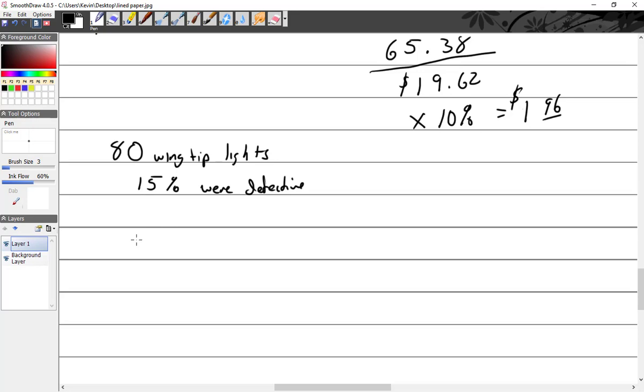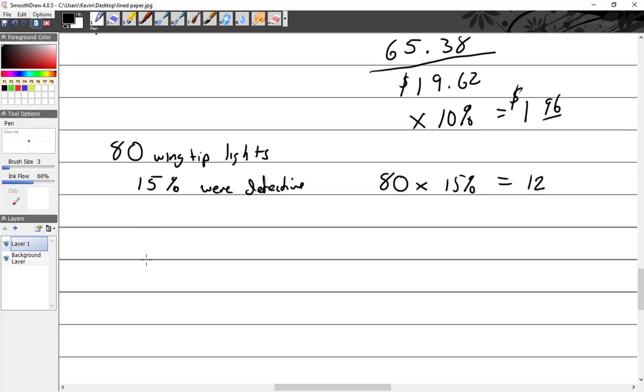How are you going to do this one? Couple numbers. 80 minus... Well, when you just have two things like this, I always find it easier to just do 80 times 15%, which equals 12. But I told you that you could always do a ratio.